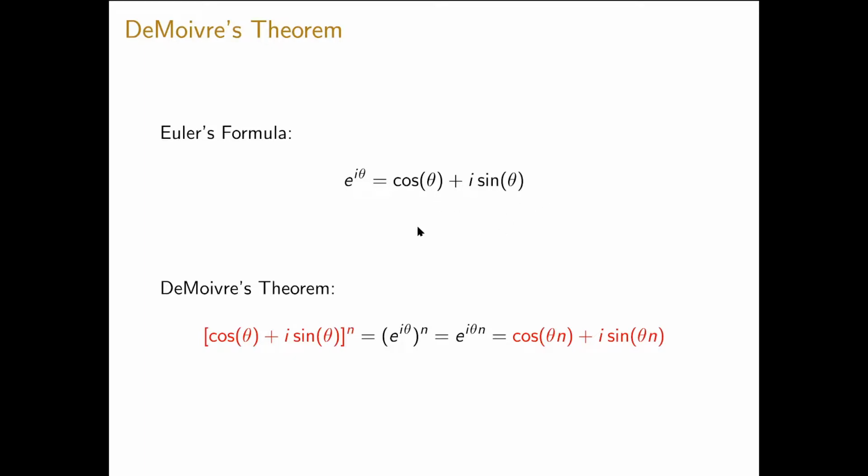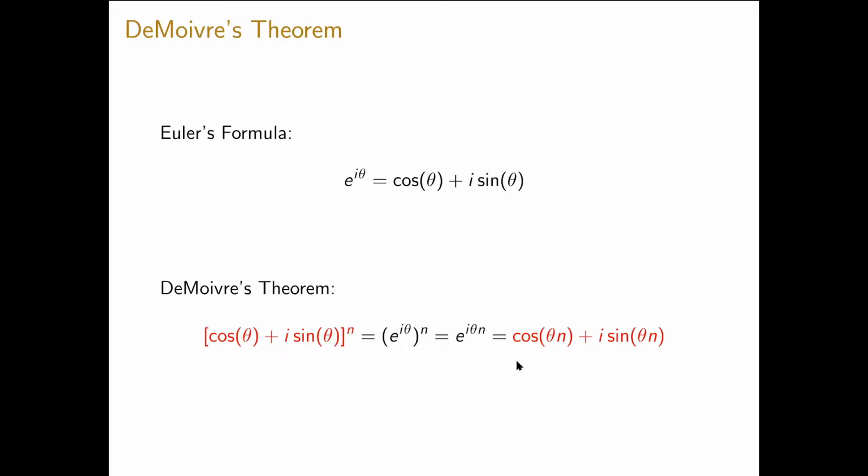From this, there's a pretty easy to derive theorem called DeMoivre's theorem, which says that if I have cosine of theta plus i sine theta raised to the n power, that's a binomial raised to the n power. Well, by Euler's formula, cosine theta plus i sine theta is equal to e to the i theta, and I'm raising that to the n power. By the rules of exponents, that's the same thing as e to the i theta n. Now if I treat theta n as the angle that was originally theta in Euler's formula, then by Euler's formula, this is equal to cosine theta n plus i sine theta n.